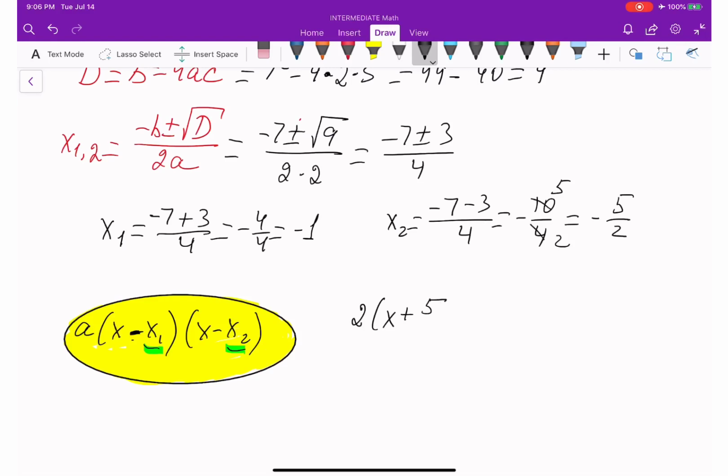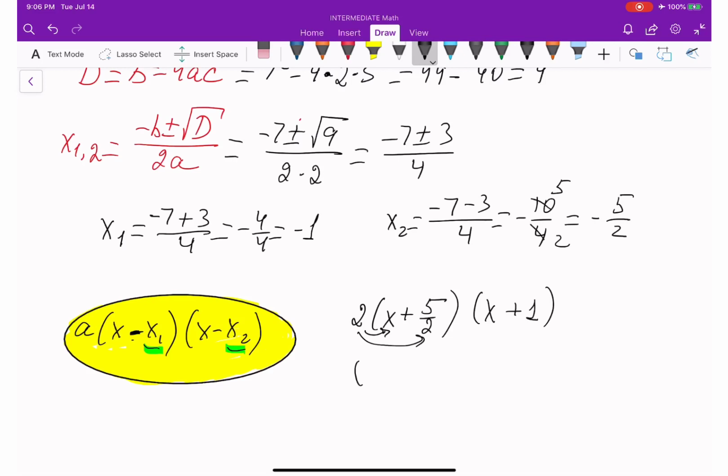Plus 5 over 2. I always put the fraction in first one so I can distribute, because these 2 I can distribute on only one parenthesis, either first or second. So I put the fraction one in the first one, so I can distribute on fraction and get rid of fraction, that's all. And then x, since it's negative 1, will become positive 1 because we have minus here. All right, so let's distribute.